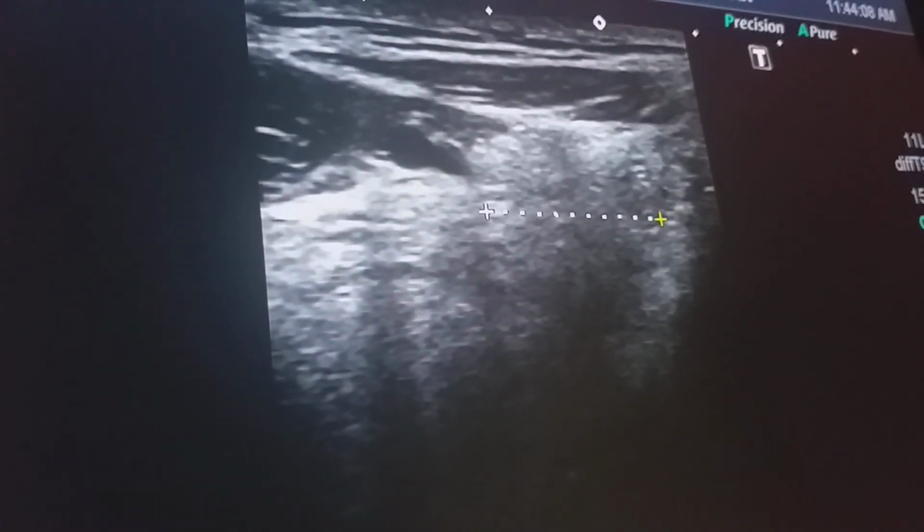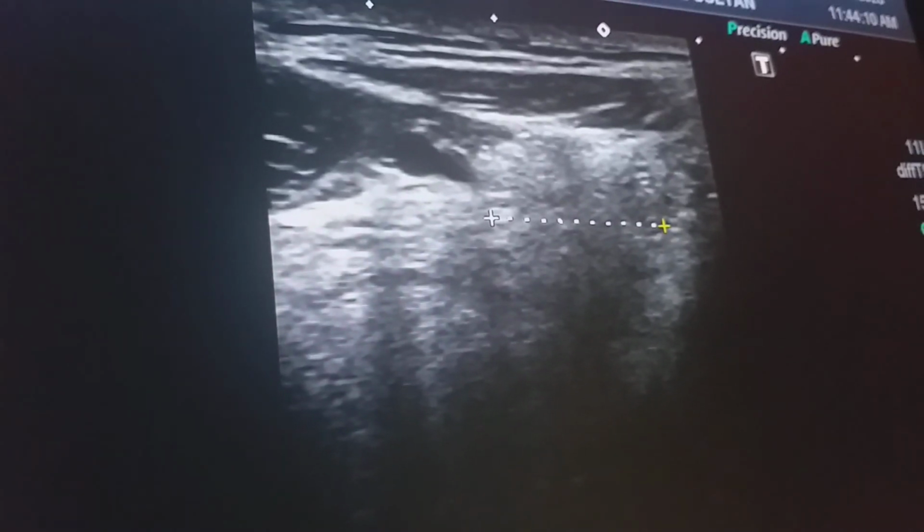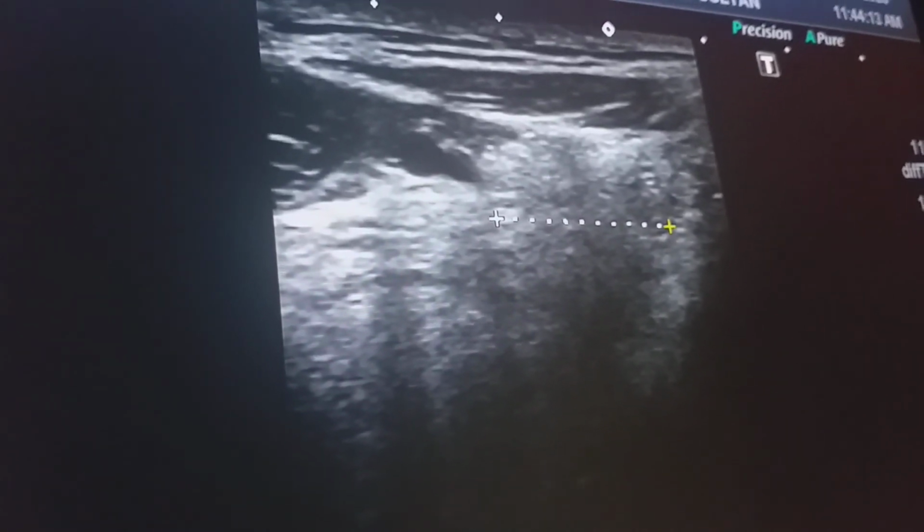So this was a case of indirect inguinal hernia, which I want to show you people.